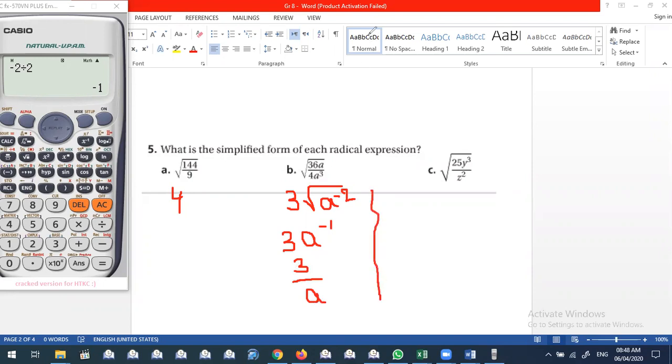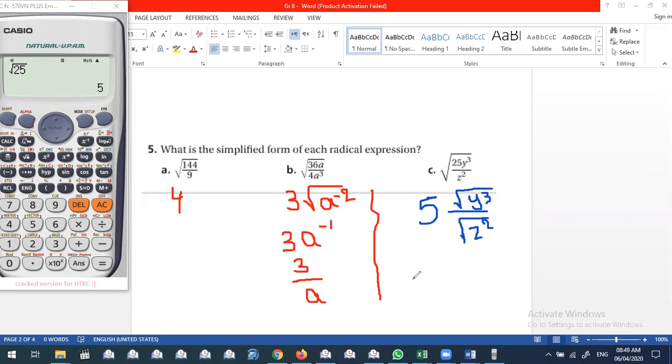The next exercise, as usual, make the number first. Square root of 25, there is no number down. 5. So the final answer of the number is 5. Now simplify the fraction of the letters, the variables, if you have. Here we have y and we have z. I can't simplify, so distribute the power, no problem. Square root of y to the power of 3 over square root of z to the power of 2 as usual.